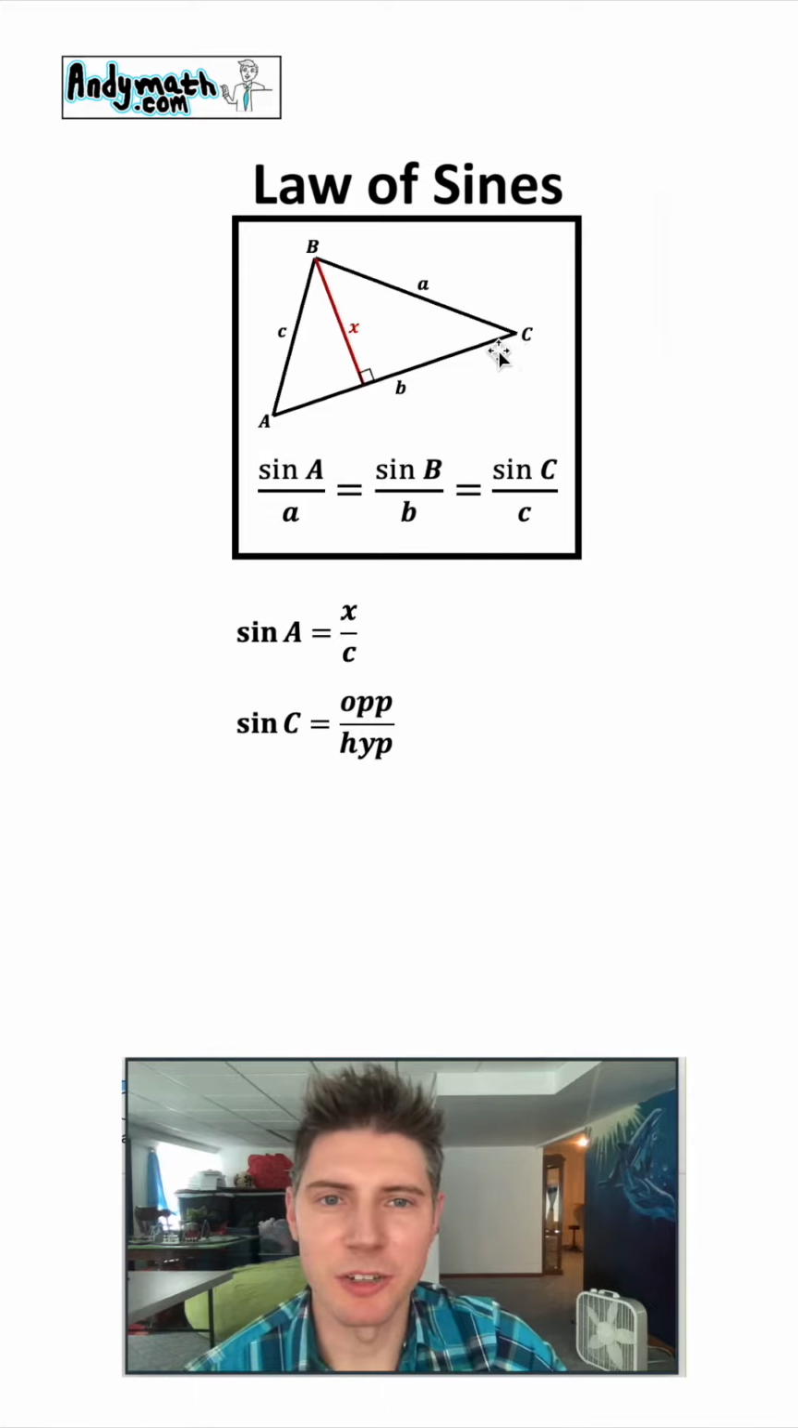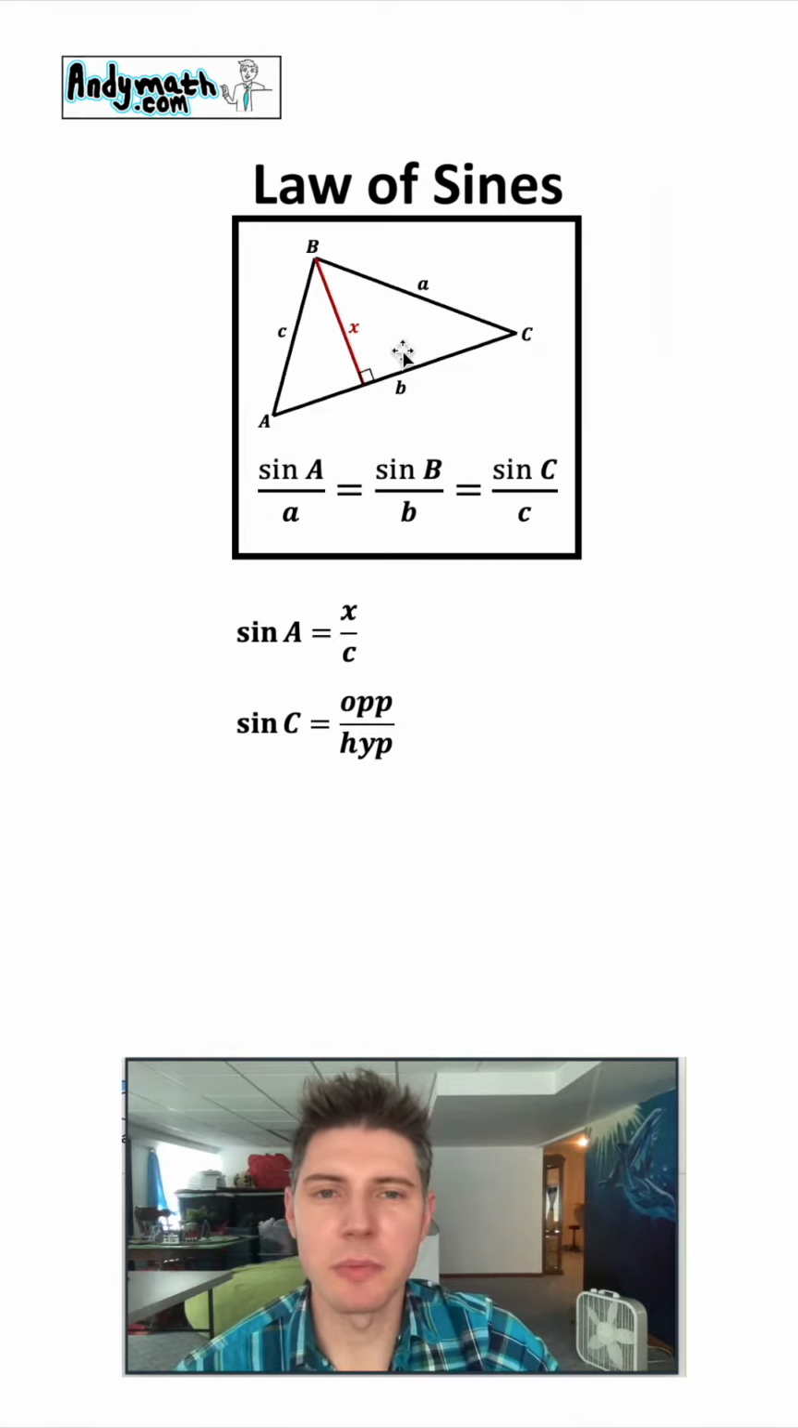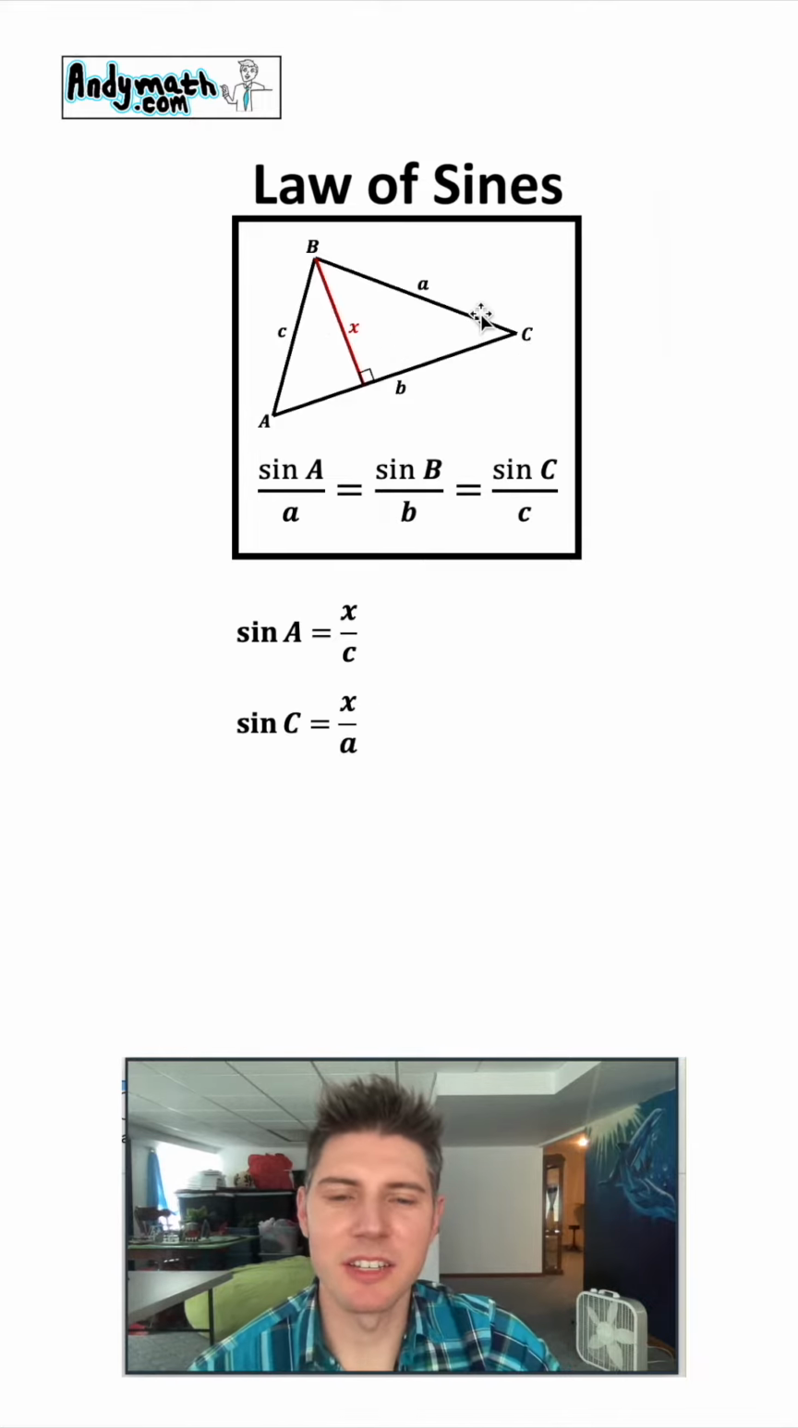We can also look at the angle c over here, and sine of c would also be opposite over hypotenuse. The opposite is x, but the hypotenuse for this right triangle is a. So we'd say the sine of c is equal to x over a.